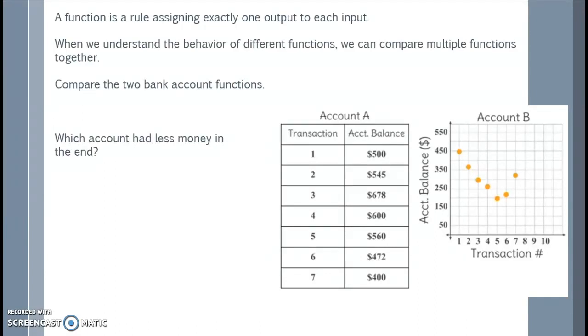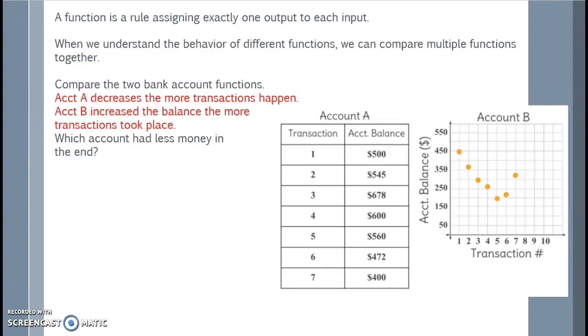vacation trips. Now let's look at two different bank accounts. Compare the two bank account functions. Which account has less money in the end? Well, I can see in account A that it decreases the more transactions happen, whereas account B increases their balance the more transactions that take place towards the end. Account A has an ending balance of 400 and account B has an ending balance of 325. Therefore, account B has less money in the end.